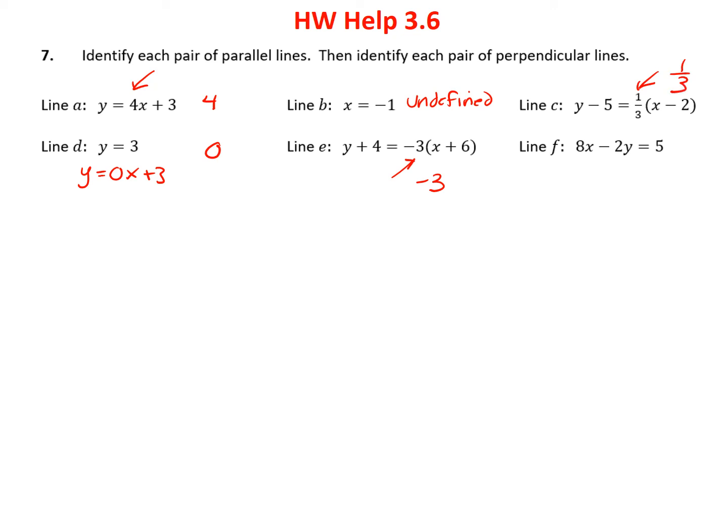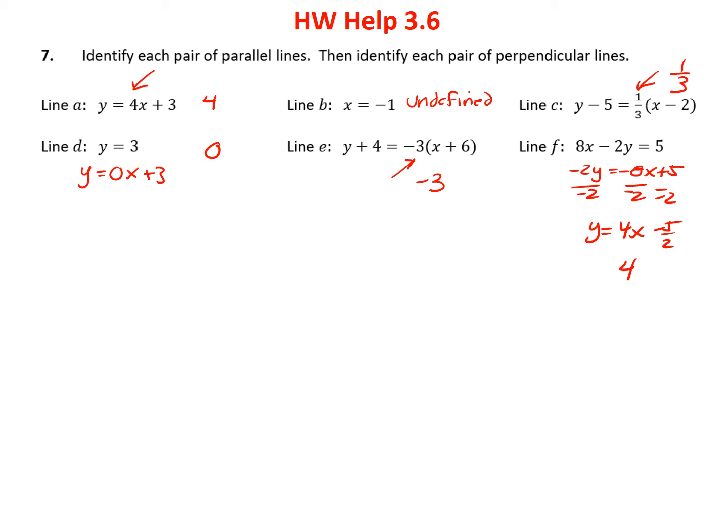And finally here we might have to shift it around a little bit. Let's move the 8x so we get minus 2y equals minus 8x plus 5. Divide everything by minus 2, and we get y equals 4x minus 5/2. So the slope is 4.